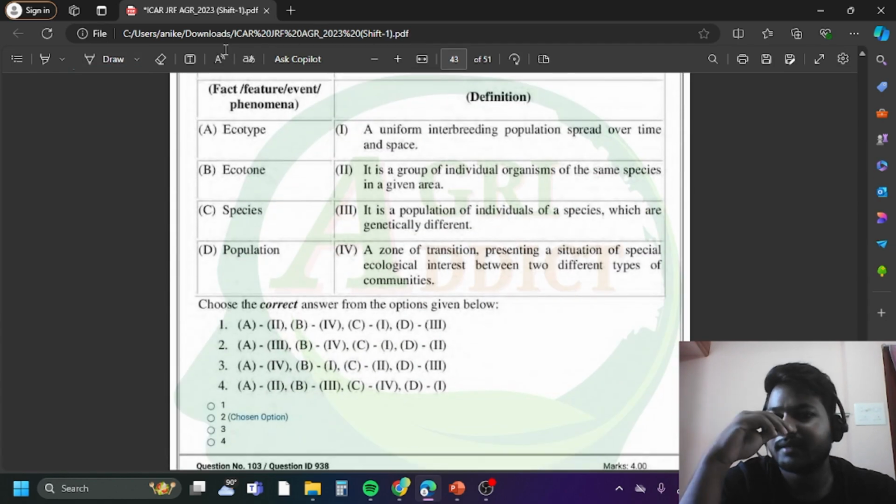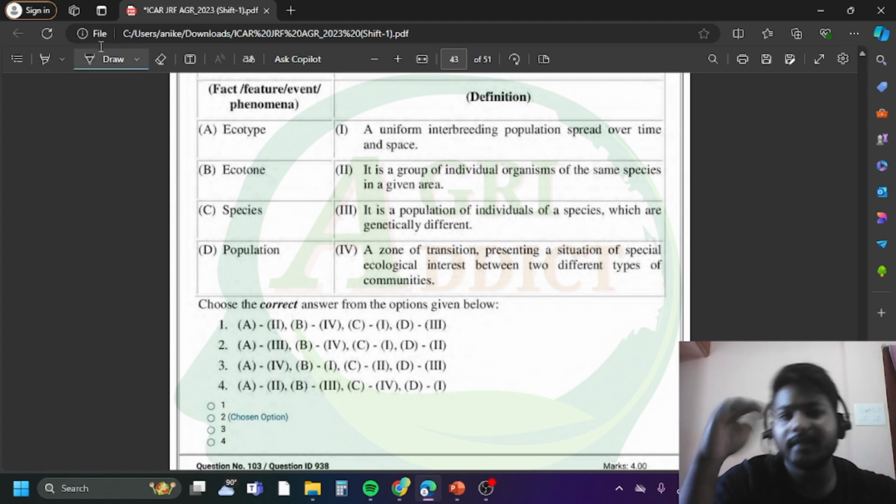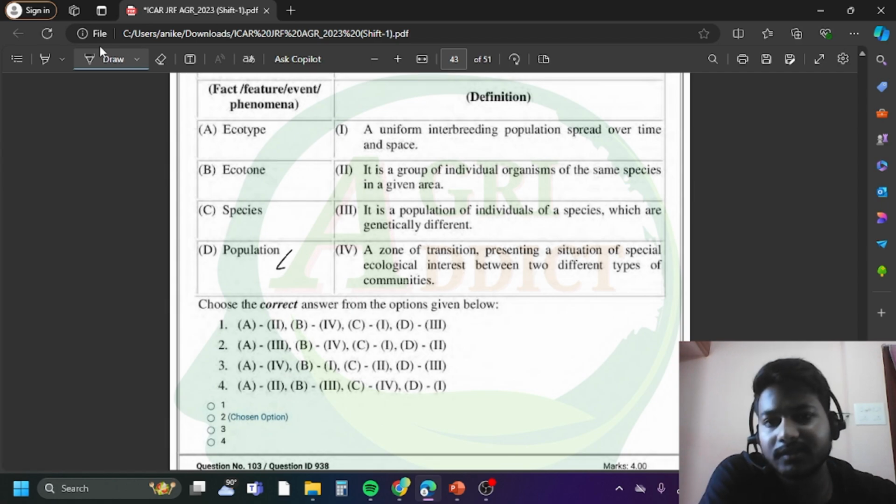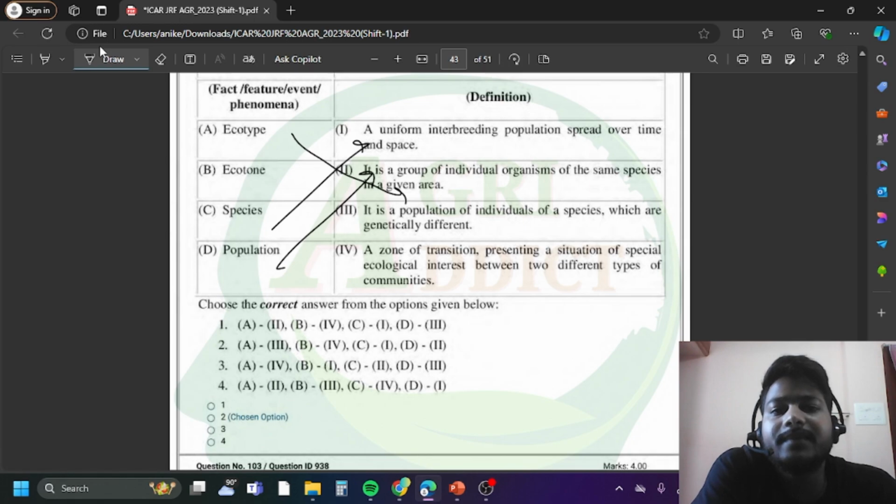Next: ecotype, ecotone, species, population. Population means a group of individuals, right? An ecotype is a population of individuals of a species which are genetically different. Species means a uniform interbreeding population spread over time and space. An ecotone is a zone of transition presenting a situation of special ecological interest between two different types of communities. That is called an ecotone.